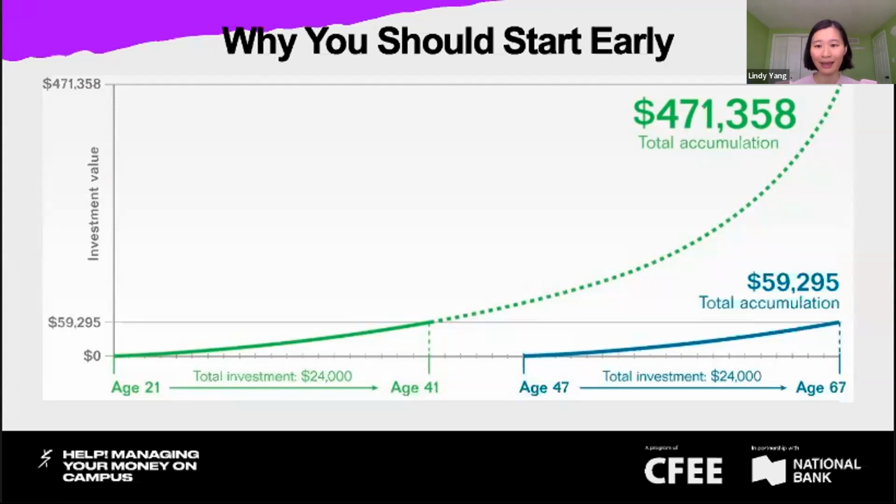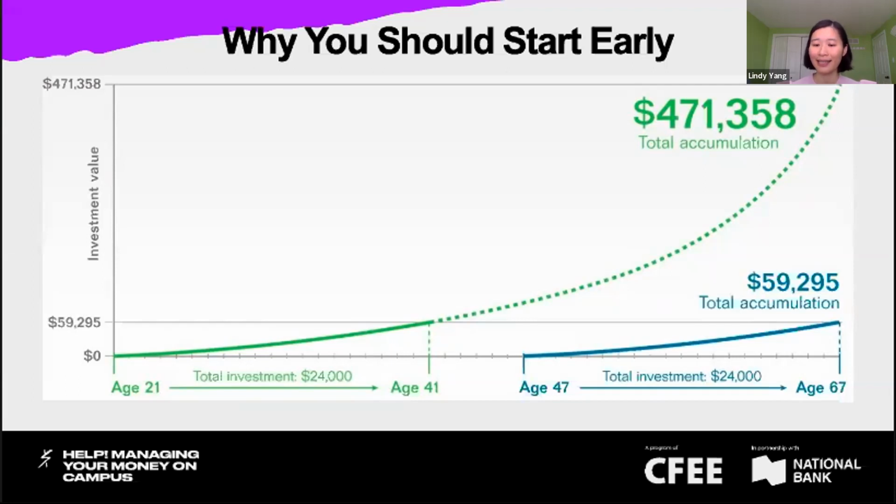On the other hand, procrastinator Pat, who is symbolized by the blue line, starts late and invests $100 a month from age 47 to 67. By the time they turn 67, their original investment of $24,000 will have grown to a total of about $59,000. Keep in mind, both these investors added the exact same amount of money to their account, $24,000. The only difference is that Earl started early, allowing compound interest to take a much larger effect on their account.